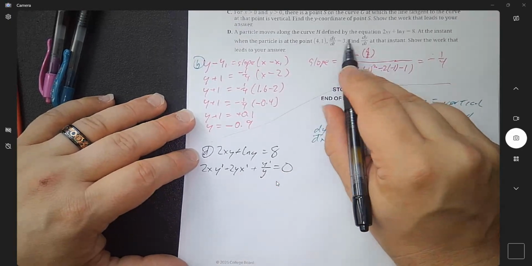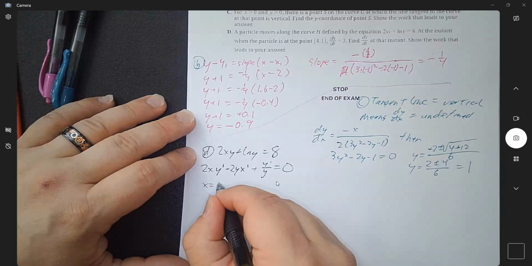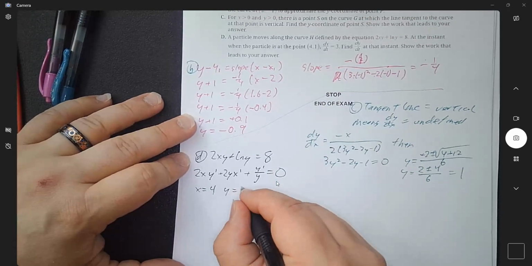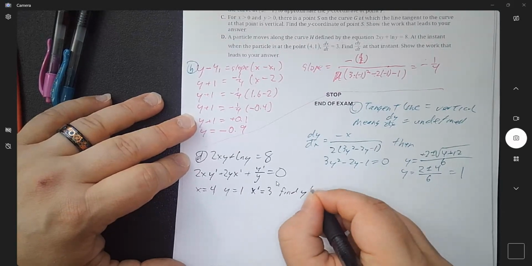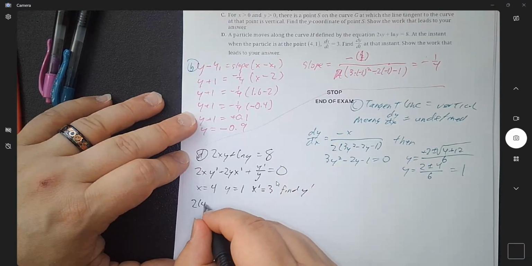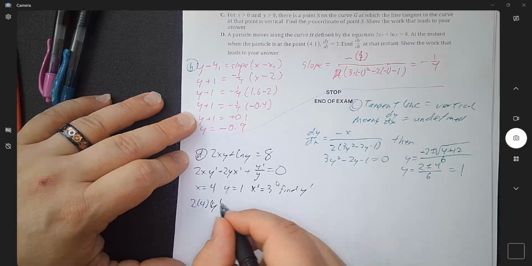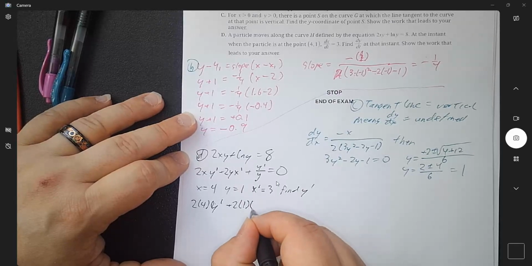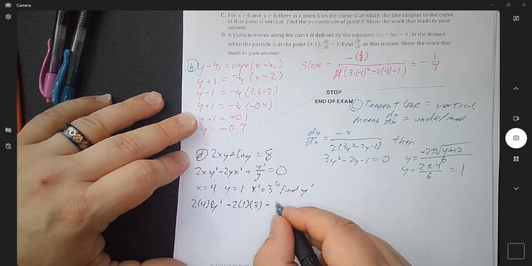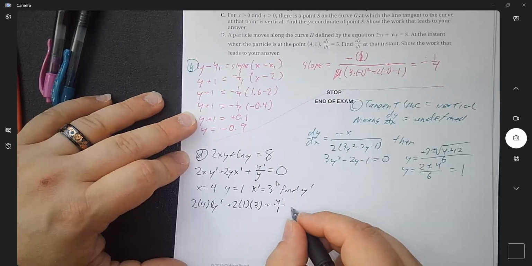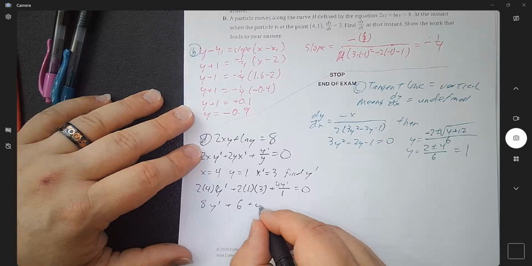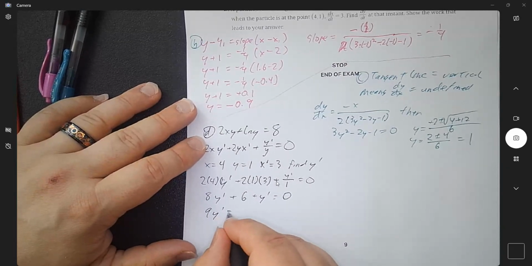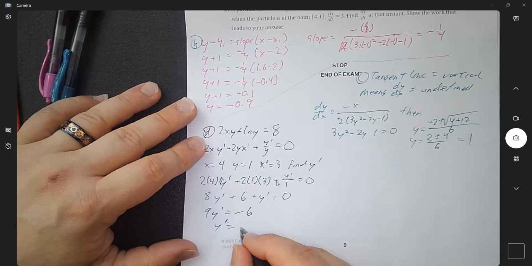We're told that dx/dt equals 3. We're told x equals 4. Do you see it right there? x equals 4, y equals 1. x prime is 3. Find y prime, basically. So we're going to say 2 times 4 times y prime, plus 2y times x prime, plus y prime over y, which is 1, equals 0. That's really nice. 8y prime plus 6 plus y prime equals 0. So that's 9y prime equals -6. So y prime will be -2/3. That's the end of AB calculus.